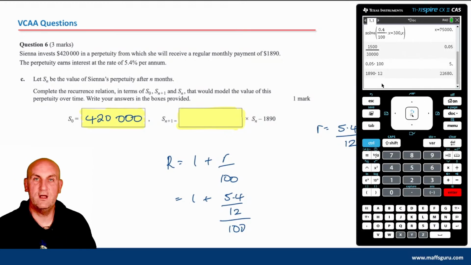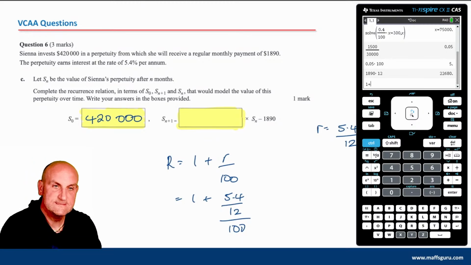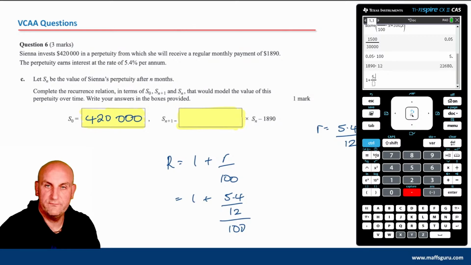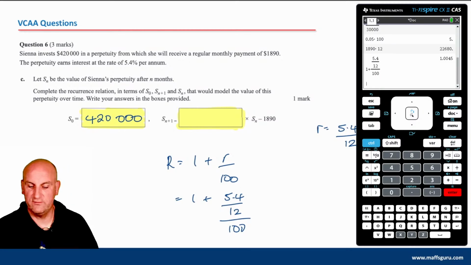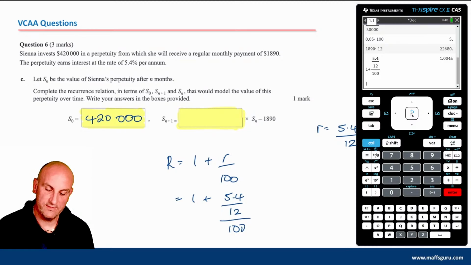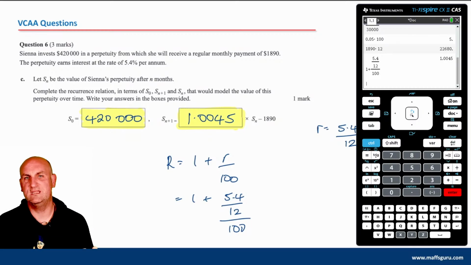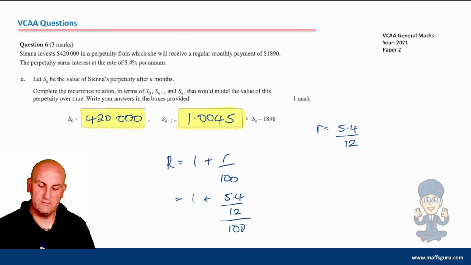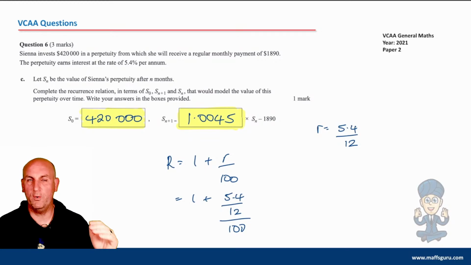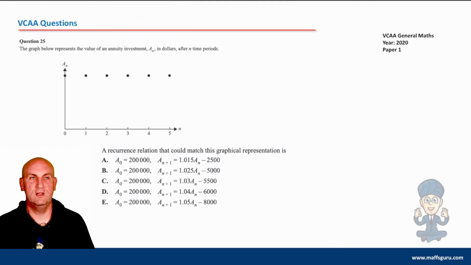And so again, I can fire up my calculator, put in 1 plus 5.4 divided by 12. And then I'm going to divide all of that by 100, hit enter, and it gives me 1.0045. Now, interestingly, some years VCAA give these 2 marks. Sometimes they give them 1 mark. Sometimes they're feeling really generous because they give 1 mark if you do that correctly and 1 mark if that's correct. But obviously this year it was just the 1 mark. So again, being able to go back and just remember all of that recurrence relation stuff is really important.